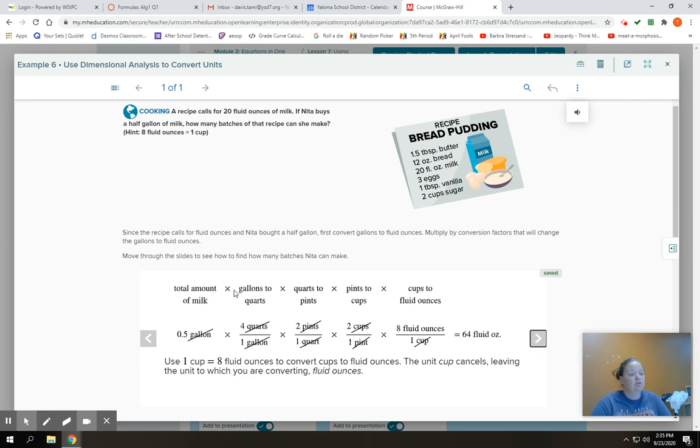Total amount of milk times gallons to quarts times quarts to pints times pints to cups times cups to fluid ounces, because they told us up here that 1 cup was equal to 8 fluid ounces. 0.5 times 4 to 1 times 2 to 1 times 2 to 1 times 8 fluid ounces to 1 cup equals 64 fluid ounces. Use 1 cup equals 8 fluid ounces to convert cups to fluid ounces. The unit cup cancels, leaving the unit to which you are converting, fluid ounces.